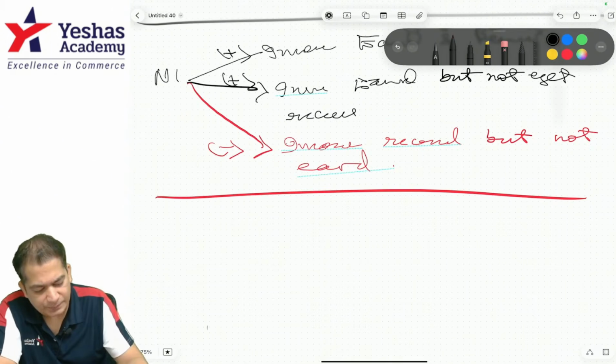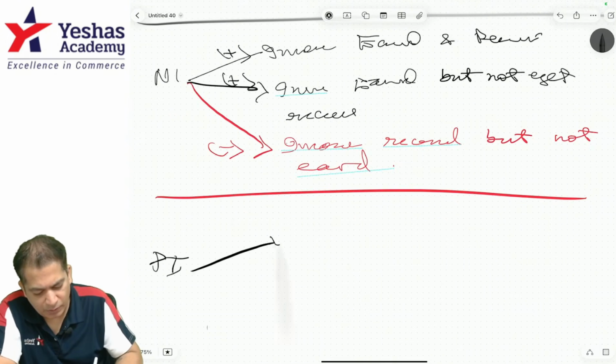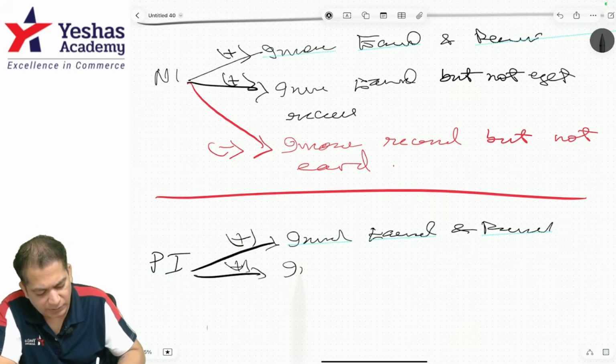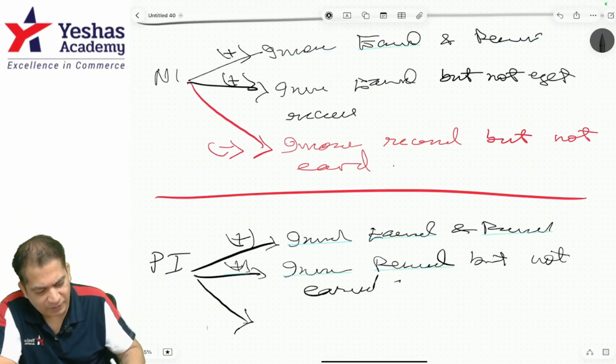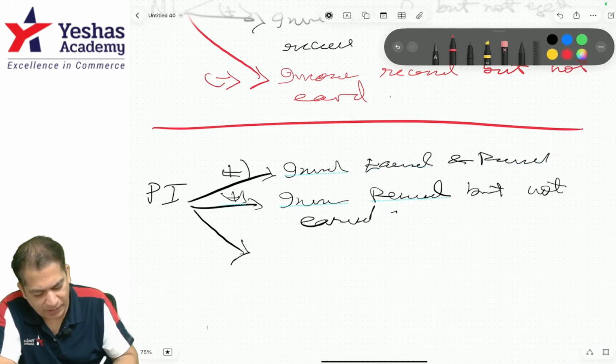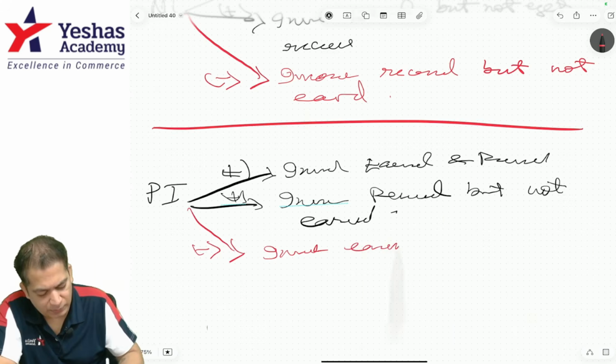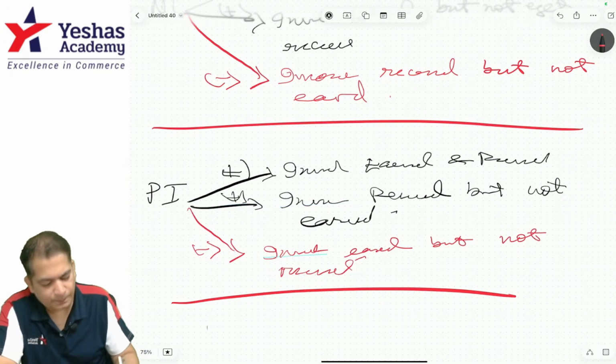When we talk about personal income, we will add what? Income earned and received. We will add income received but not earned. What I will not include, what I will exclude, is income earned but not received. Is it clear?